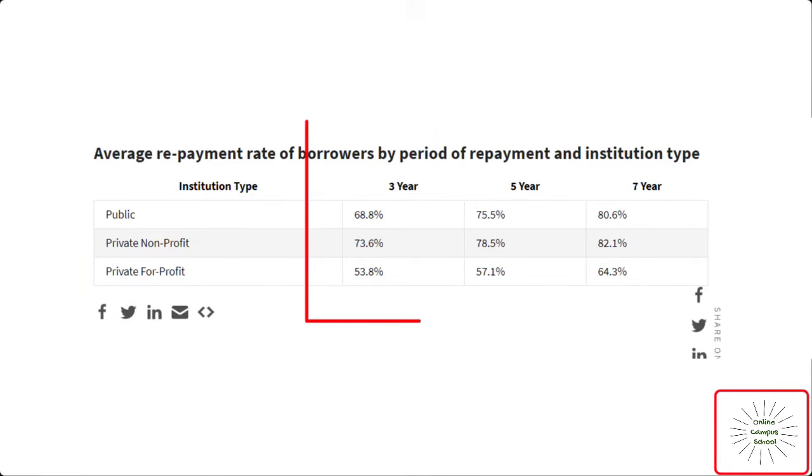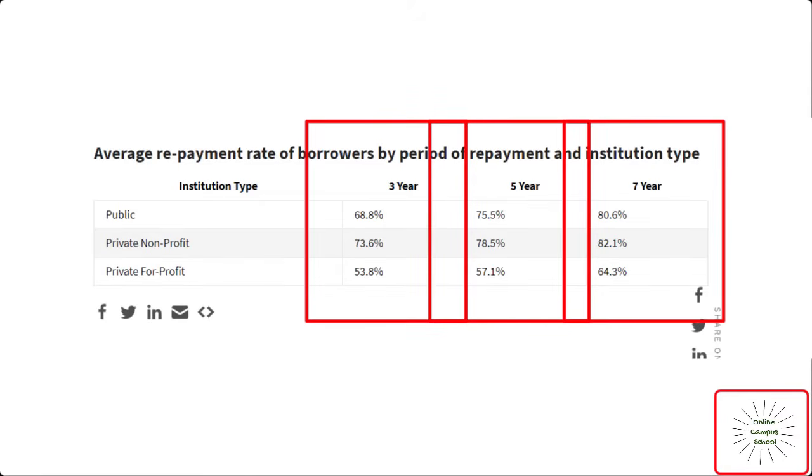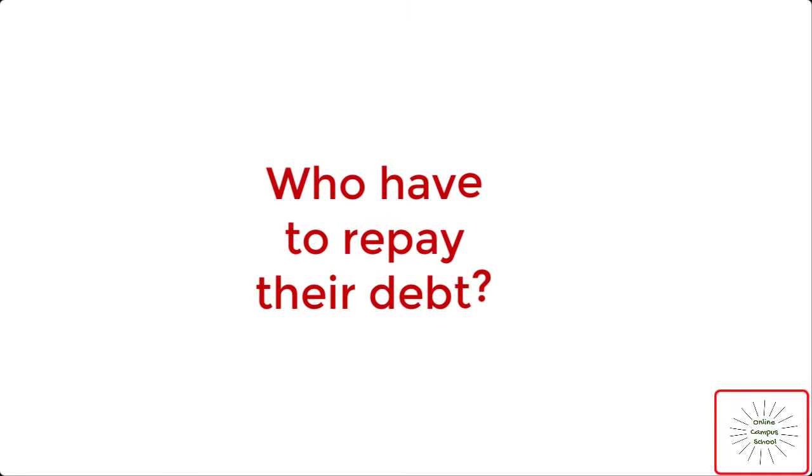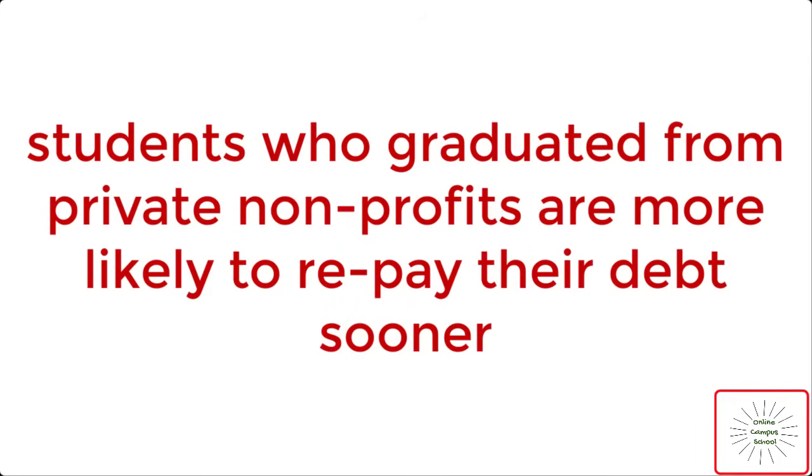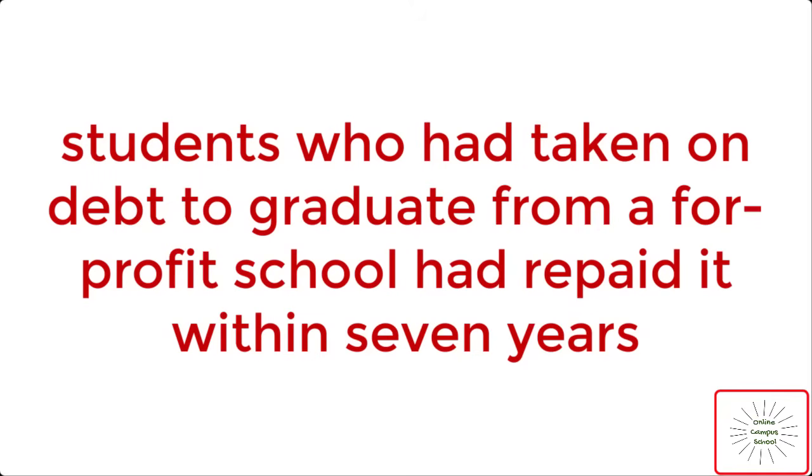Here you can clearly see the percentage for 3 years, 5 years and 7 years. While students at private non-profits typically take on more debt than students at public institutions, students who graduated from private non-profits are more likely to repay their debt sooner than their public institution counterparts. Less than two-thirds of students who had taken on debt to graduate from a for-profit school had repaid it within 7 years, compared to over 80% of students who attended non-profit schools.